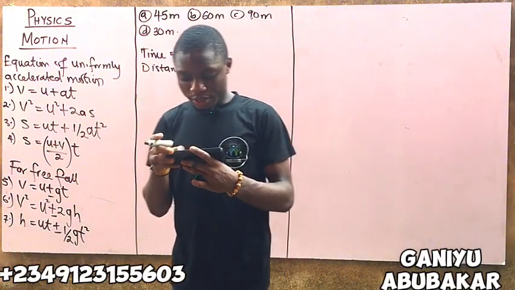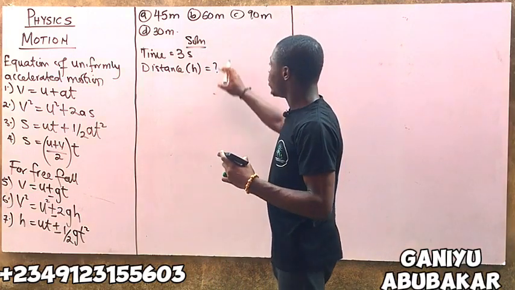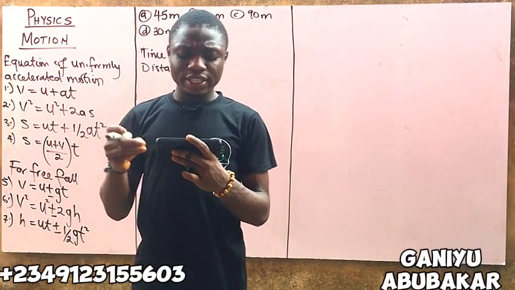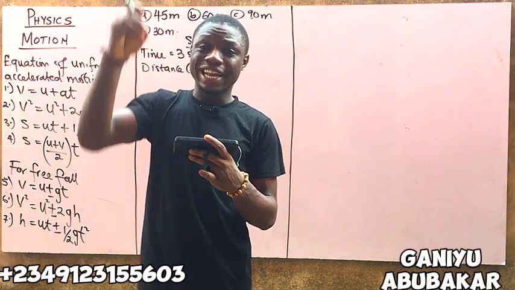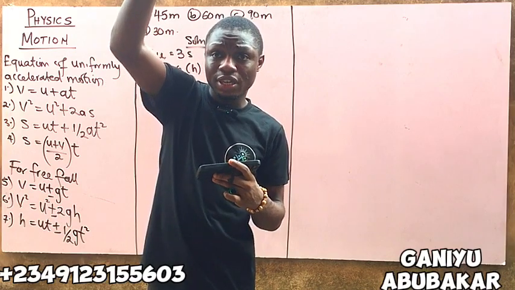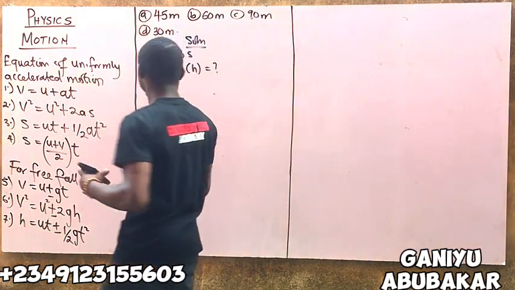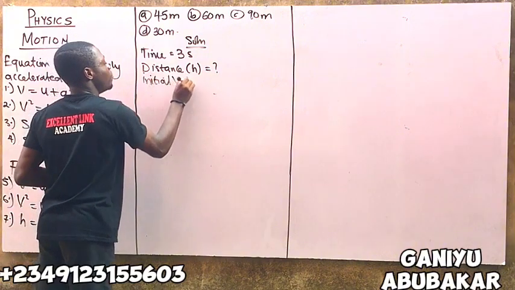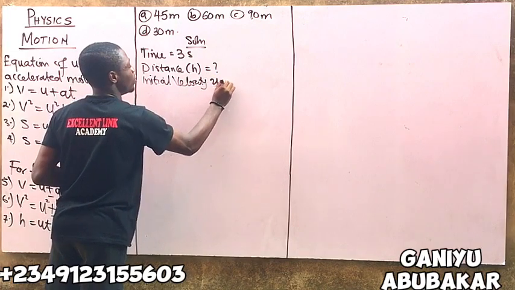Next, observe that from the question, these are the 2 parameters I'm given, but I can still get something more from it. The question says, if it takes an object 3 seconds to fall freely to the ground from a certain height, the object was at a point. It means that at that point, its initial velocity was zero. That is, u was zero. So u, initial velocity, is equal to zero.